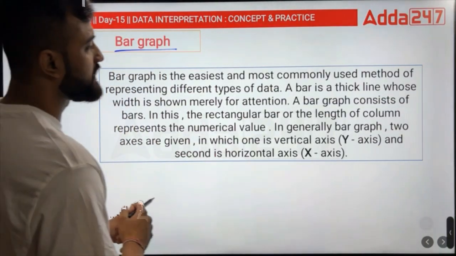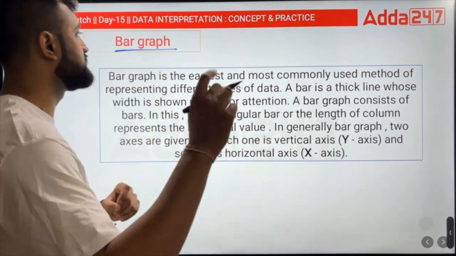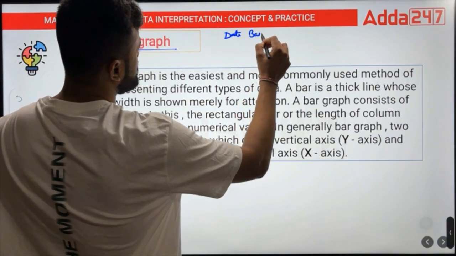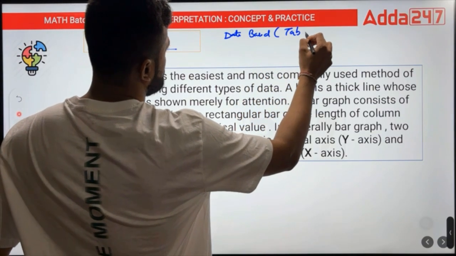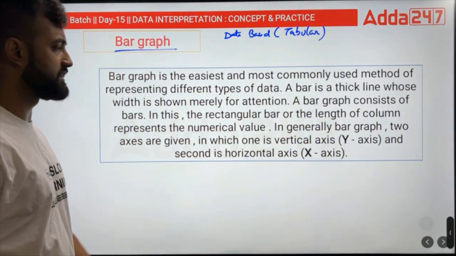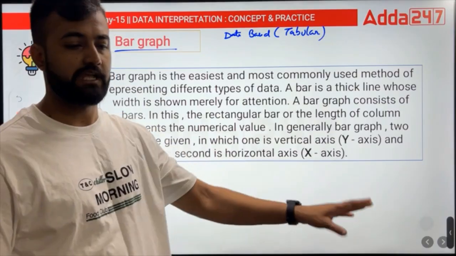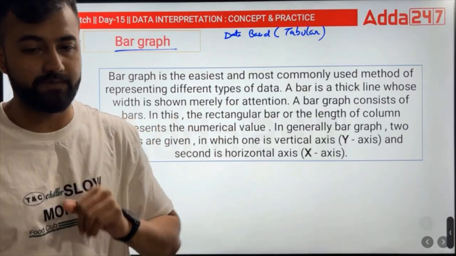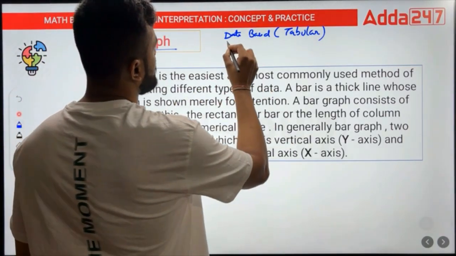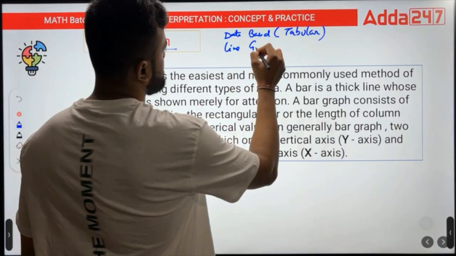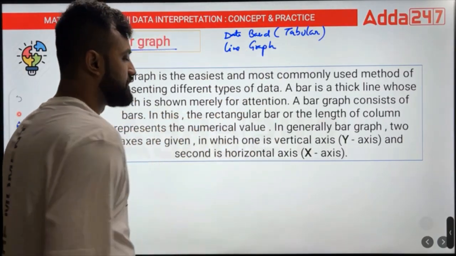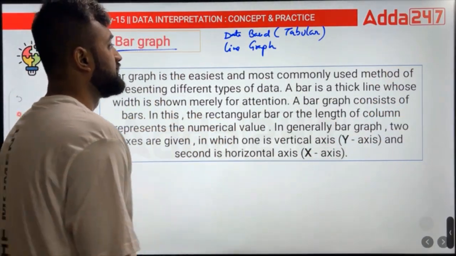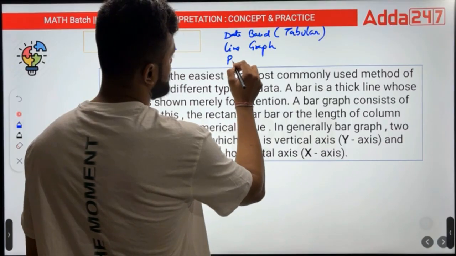Chalo, let's see. Now we are coming to the bar graph. Let's understand what graphs we have covered till now. First is your data-based, which is your tabular graph. There is a table given, and in that table different parameters and different values were given. That was the first type that we covered. Next we saw the line graph. It was simple, sir. There was a line in the graph and we see the data based on those lines.